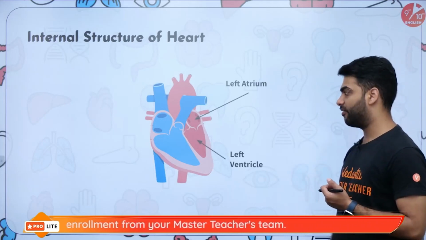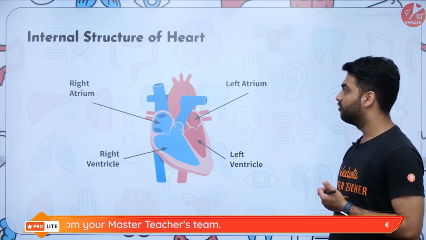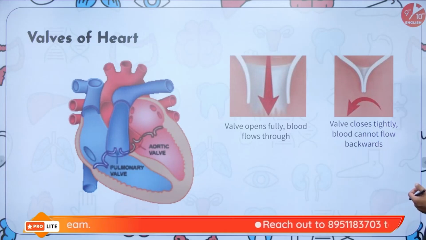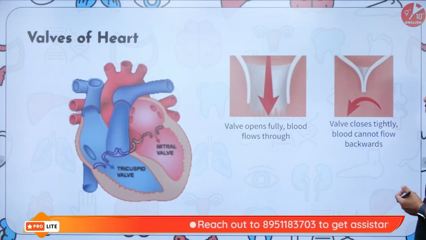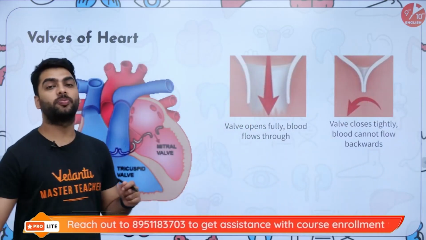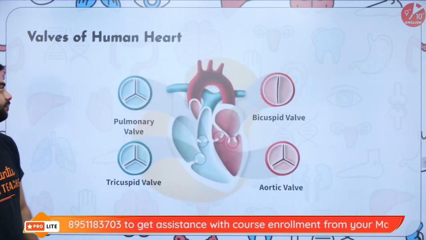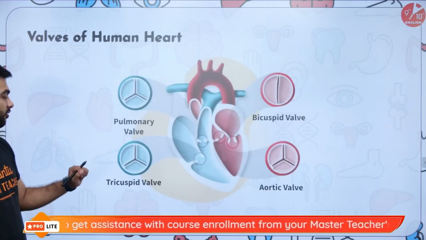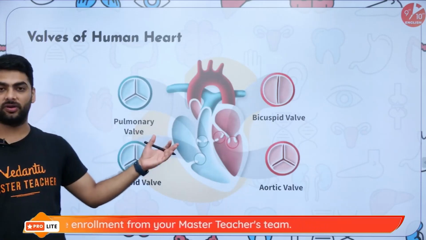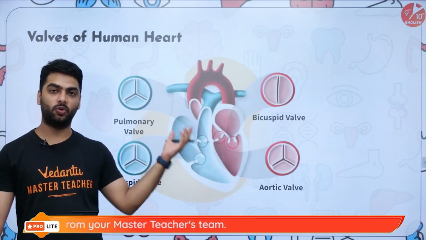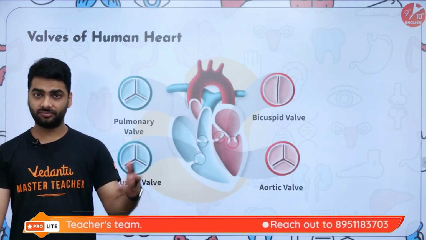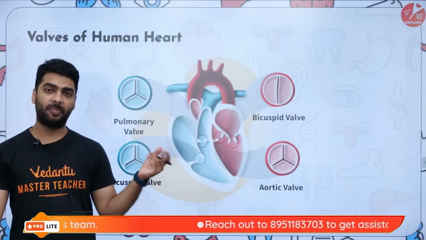So the left atrium, left ventricle, right atrium, right ventricle. We also have the valves which open fully, blood flows through, and the valve closes tightly. The blood cannot flow backwards. So basically the function of the valves present in the veins is to prevent the backflow of the blood. Okay, so you have the pulmonary valve, tricuspid valve, bicuspid valve and the aortic valve. The aortic valve goes through the aorta when it supplies the blood to all the parts of the body, and the pulmonary valve takes the blood again, it is for the pulmonary vein.